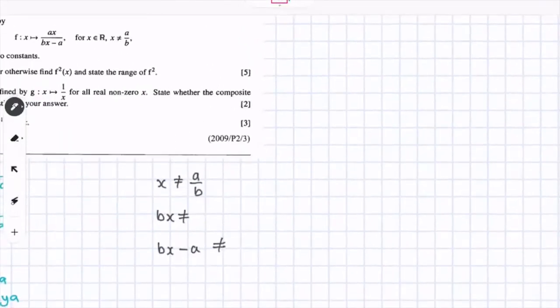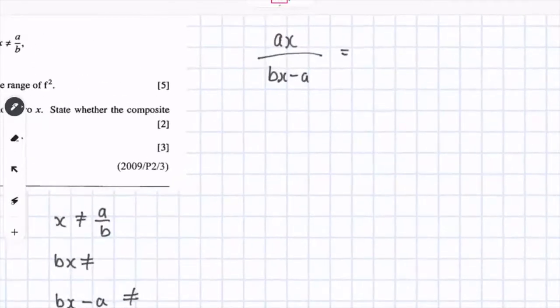Then you must do this one now. x over bx minus a. You simplify, right? ab x over b. No. ax minus a over b, plus a over b.